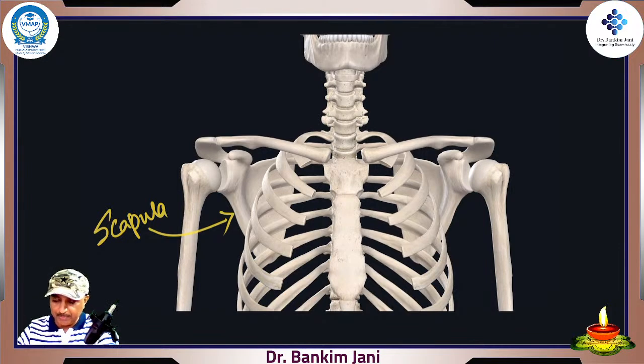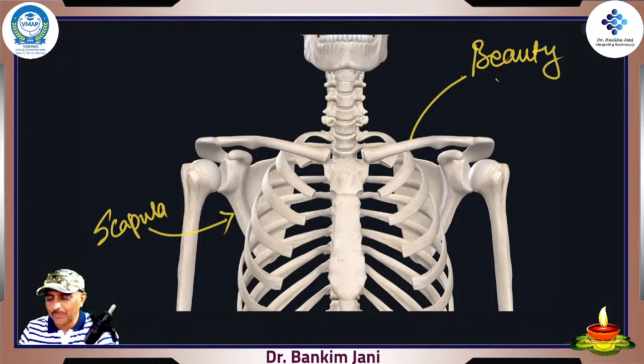Parallelly, keep on remembering what the words were. I'll keep writing the same words again and again so that you are very clear. Beauty bone, right? Let's write beauty bone. Because now you know it so well, right? Beauty bone. It looks beautiful.